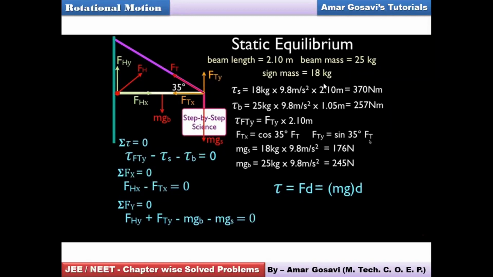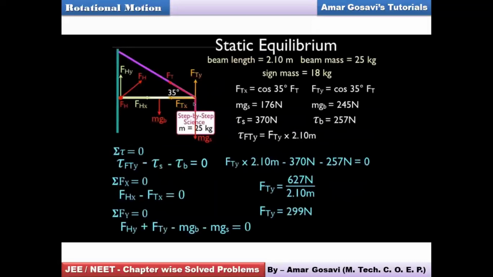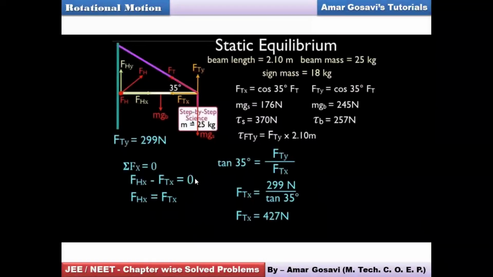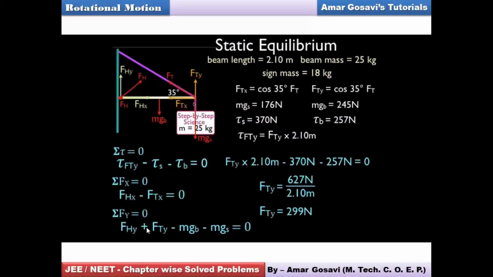So now we know all these values. We have these equations. We'll put these values in the equations to get the unknowns. So when you put the values, friends, you get this. From this, just put the values, you get the force Fty as 299 Newton, friends. So one unknown you get over here. Once you get Fty, please make a note of this, then I will tell you how to get Ftx. Once you get Fty from the first equation, the only unknown is Fty.